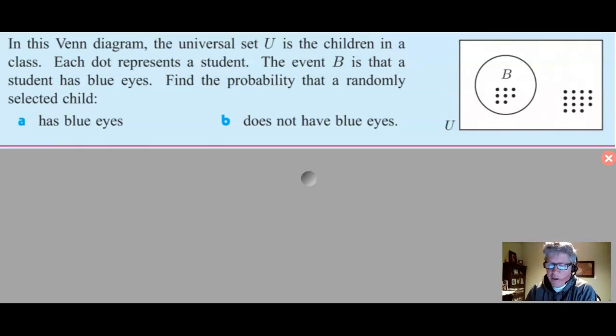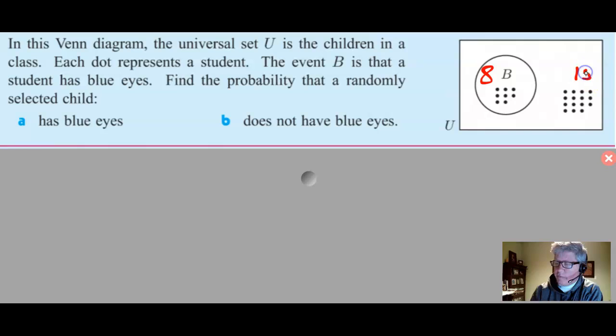All right, so in this Venn diagram, the universal set is all the children in the class. You've got blue eyes, or you don't have blue eyes, it looks like. And the dots are kind of painful because you have to count them. So this is 8, not that big of a deal. And this is really close to 4 times 4. So 16, and then minus 1.